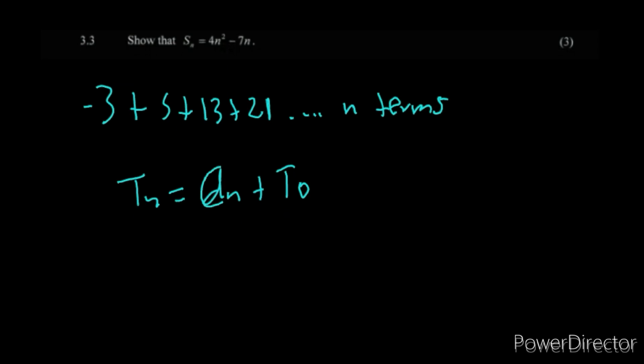So the difference. What is the difference? Let's find the difference. The difference is going to be 5 minus negative 3, which is 8. And then 13 minus 5, which is 8. So the common difference is 8. So it means our D is 8.